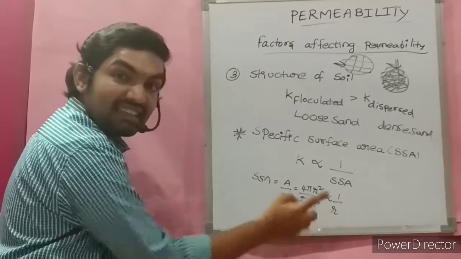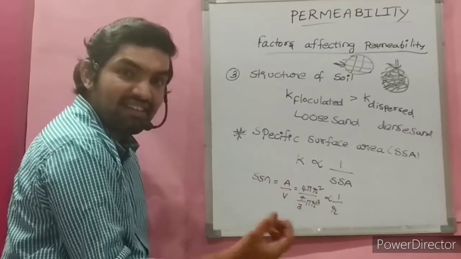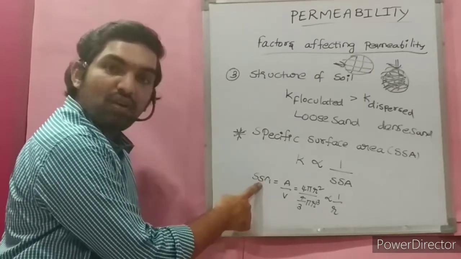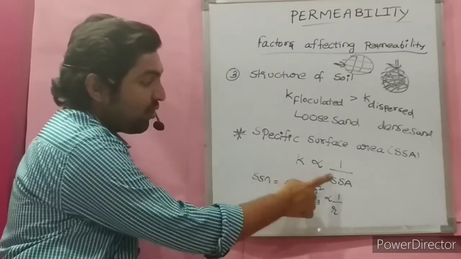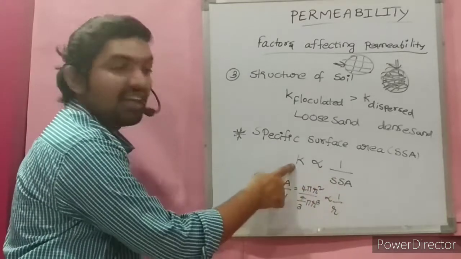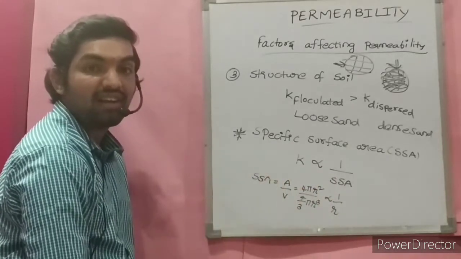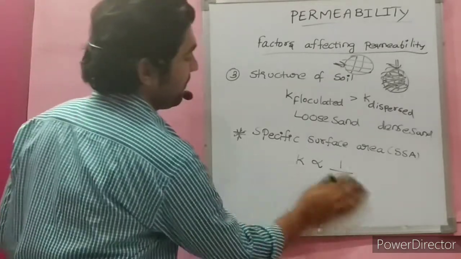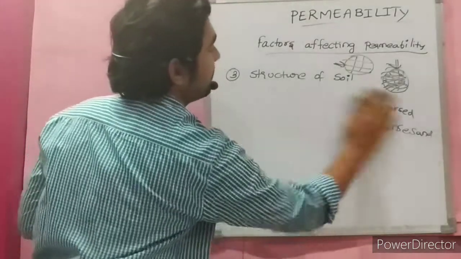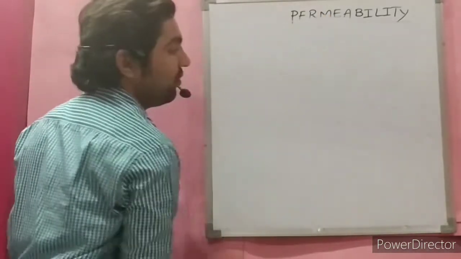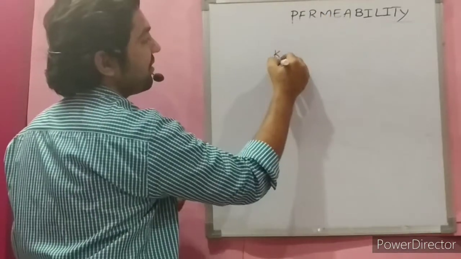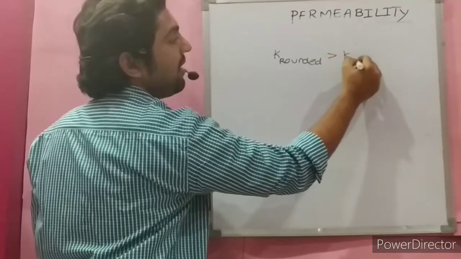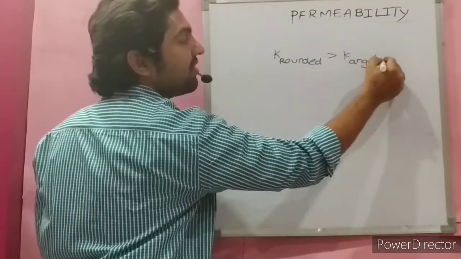Clay has very small size, less than 0.002 mm. So it has more specific surface area. More the specific surface area, lesser the permeability of the soil. Also, rounded particles have more permeability when compared to angular particles, depending upon the degree of roundness of the particles.